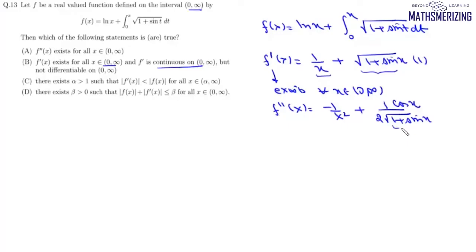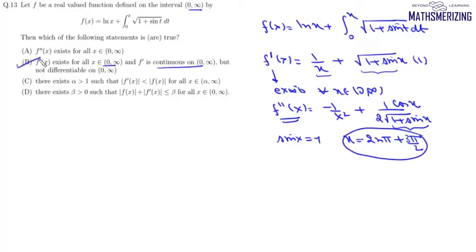Now when we have this expression in the denominator, wherever sin x is minus 1, this f dash x won't exist at all those points. That means at all points when the value of x is 2n pi plus 3 pi by 2, this second derivative won't be defined. So that means it is not differentiable on 0 to infinite. So this option B is correct. And this f double dash x doesn't exist for all the values from 0 to infinite. So that means option A is incorrect.